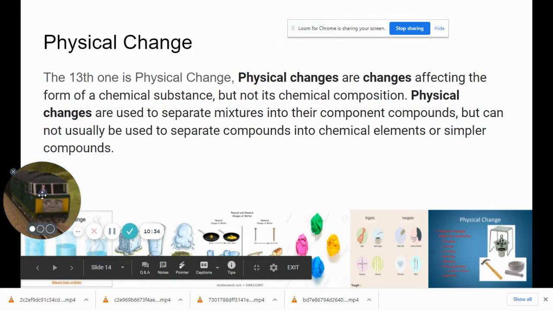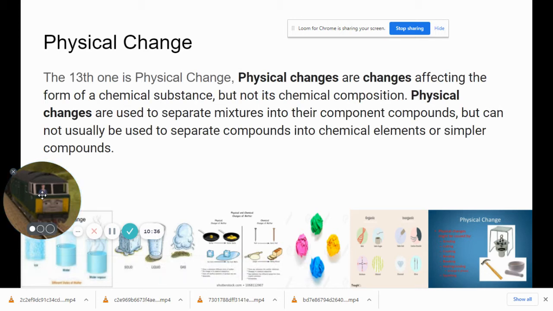All right, physical change. The 13th one is physical change. Physical changes are affecting the form of a chemical substance, but not its chemical composition. Physical changes are used to separate mixtures into their component compounds, but cannot usually be used to separate compounds into chemical elements or simpler compounds.